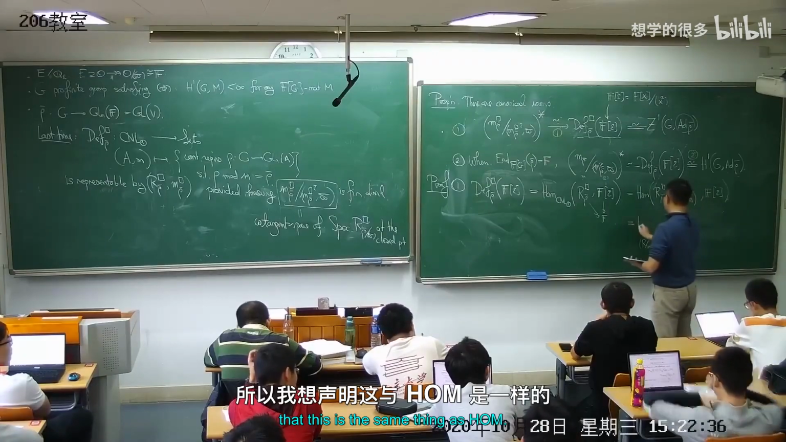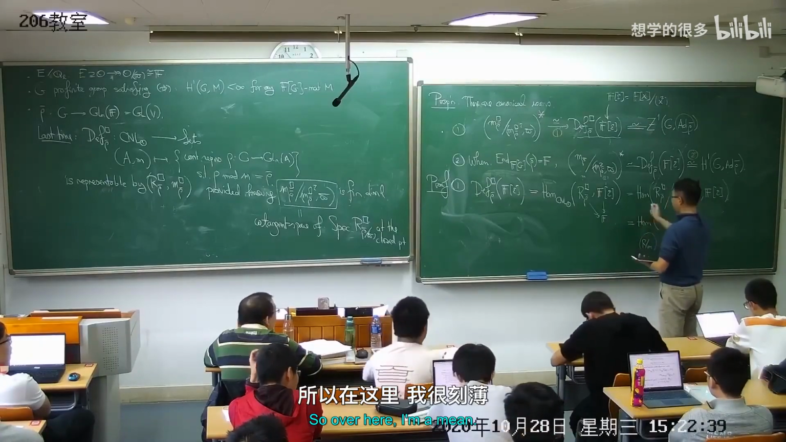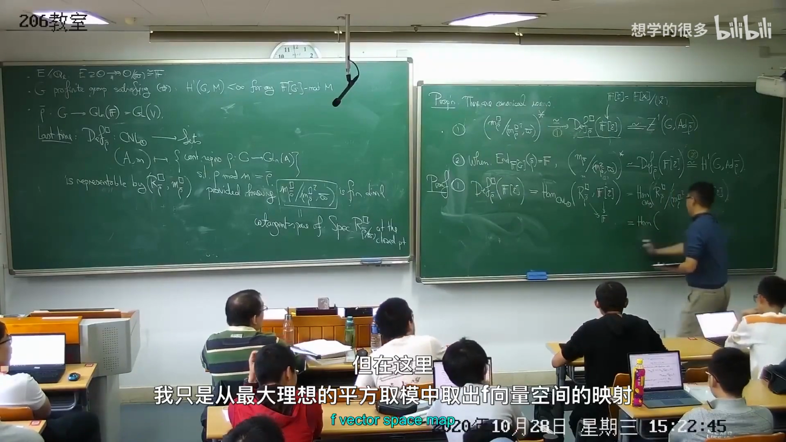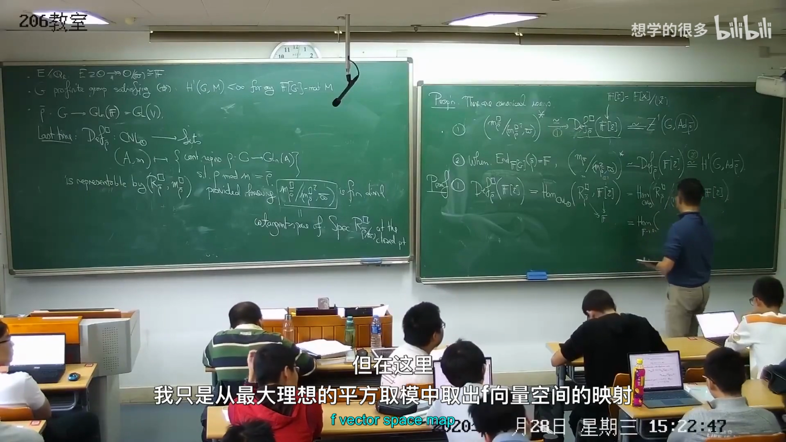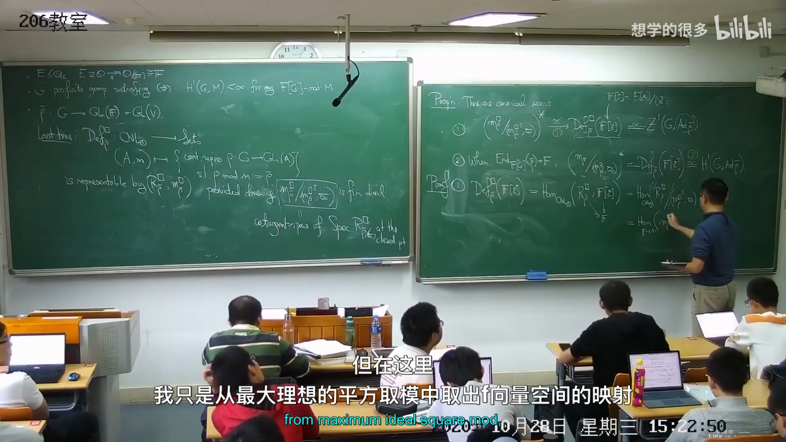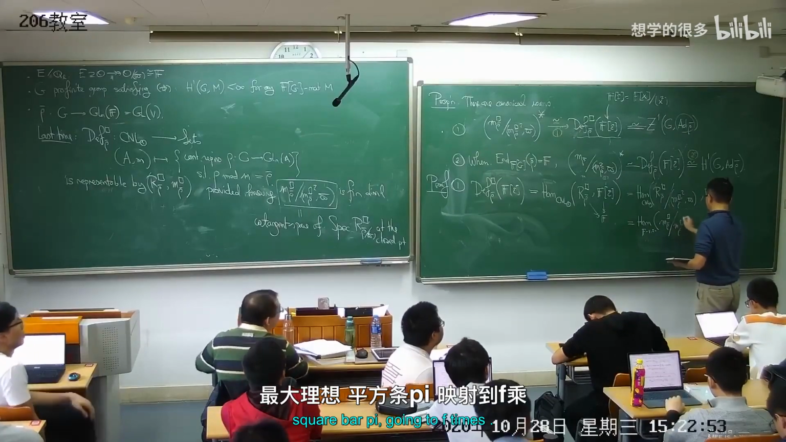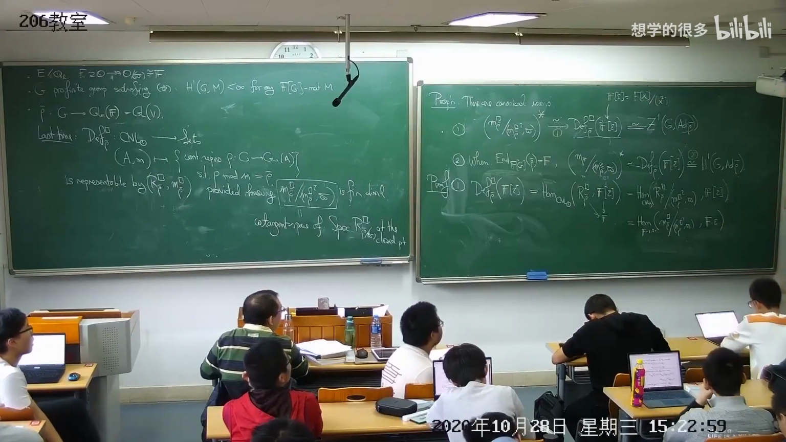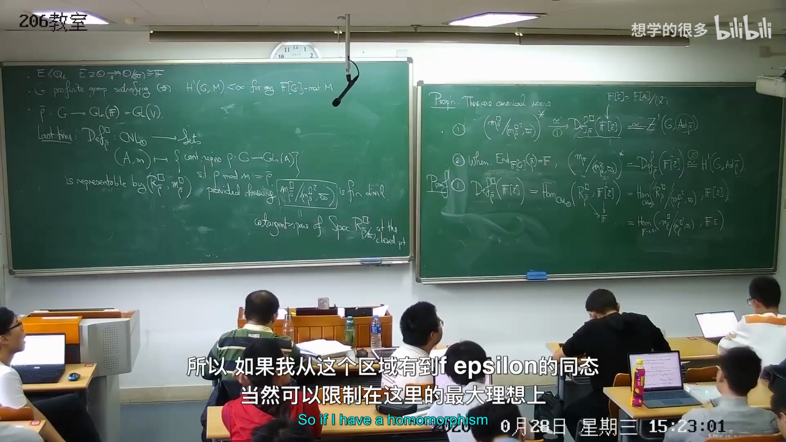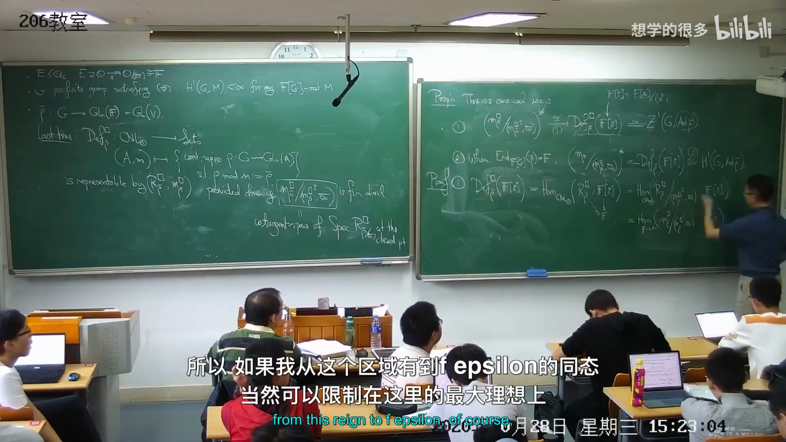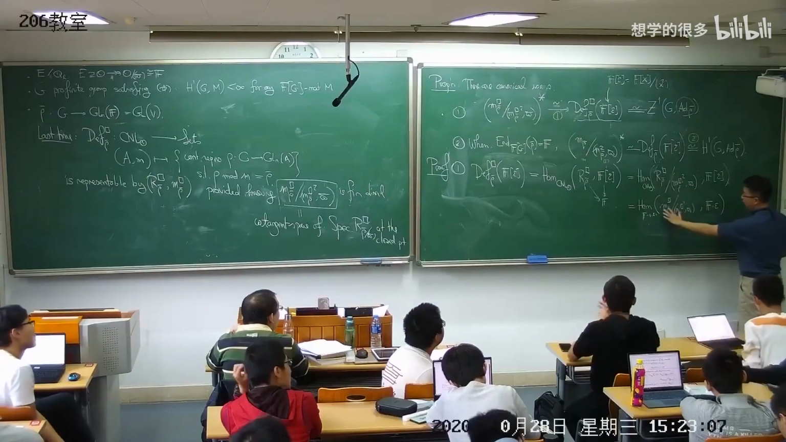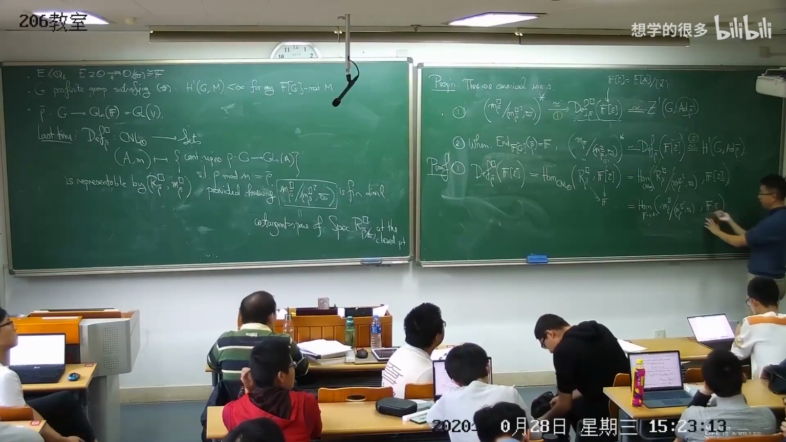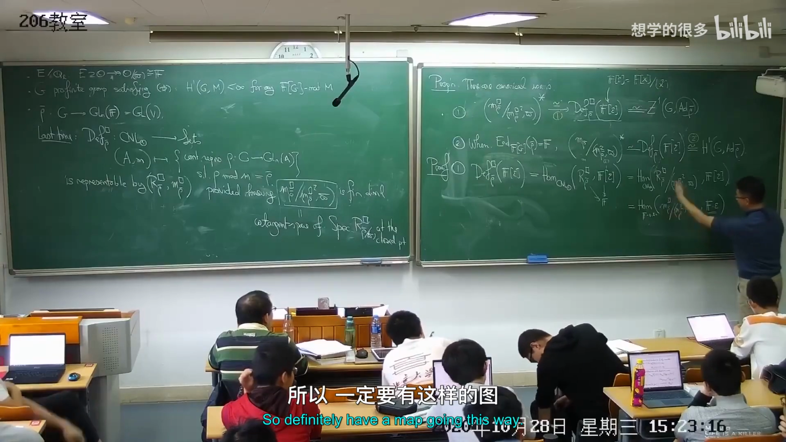I claim that this is the same thing as Hom. Over here, I'm doing algebra homomorphisms. But down here, I just take F vector space maps from the maximal ideal mod maximal ideal squared and p, going to F times epsilon. If I have a homomorphism from this ring to F epsilon, of course I can restrict to the maximal ideal here, which maps to the ideal generated by epsilon, which is just this vector space. And they factor through this, so definitely there is a map going this way.